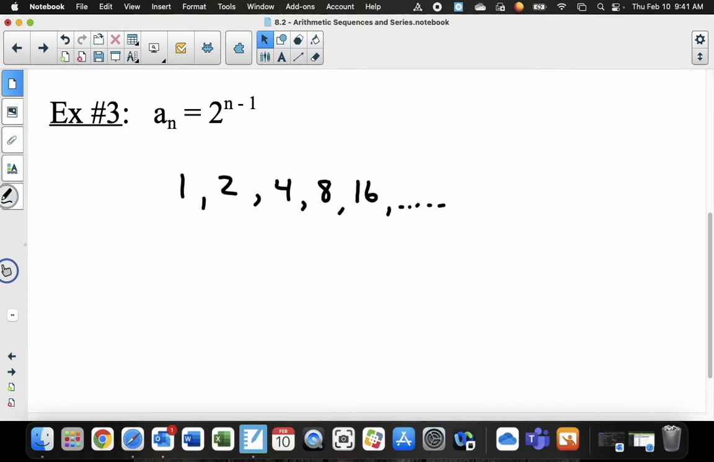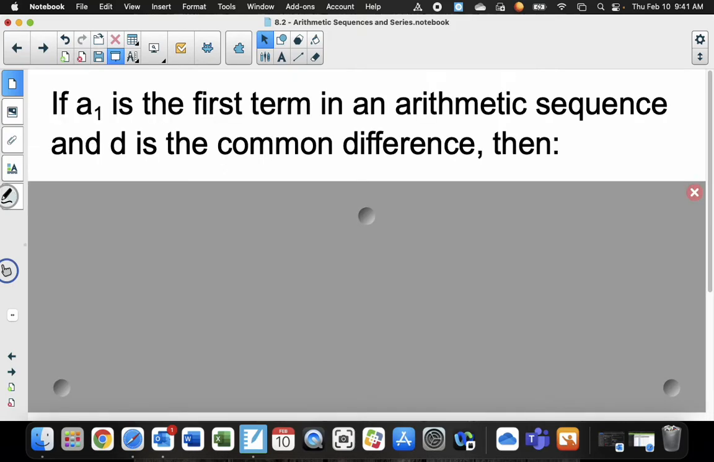Remember back to exponential functions, we talked about a common multiplier? There it is. Times 2, times 2, times 2, times 2 when we did exponential growth versus decay. All a geometric sequence is, is an exponential function. It's got a common multiplier. Okay? All right, so take a look. I don't necessarily want you to write this down. I want you to just follow with me for a second.